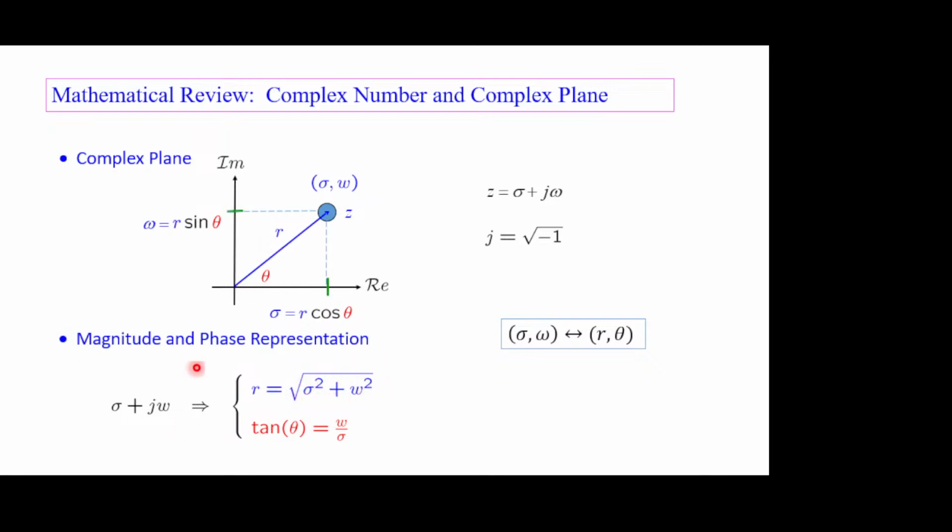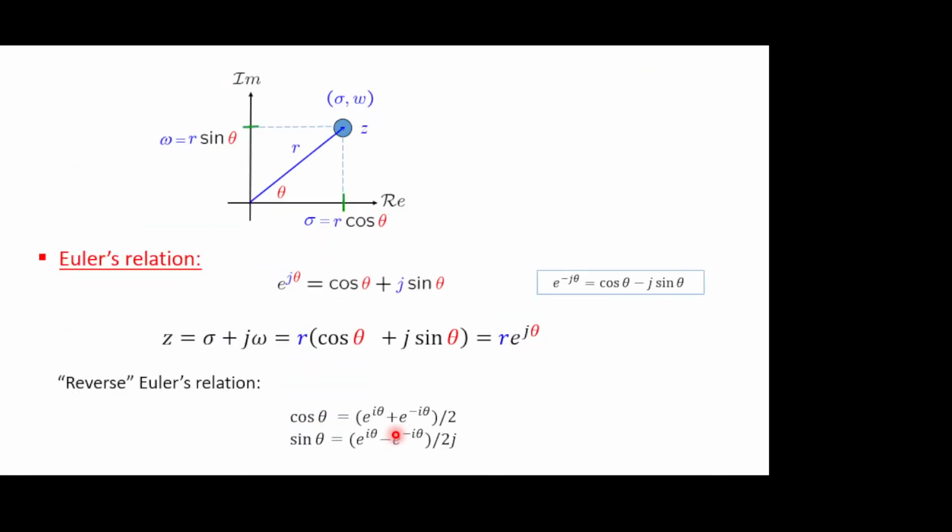And what about theta? Theta we can also learn from trigonometry. There are several ways to define this, but usually we say theta equals the arctangent of omega divided by sigma. So tangent theta is omega divided by sigma, and then you can calculate theta from this arctangent. Okay? Question? You should all be pretty familiar with this.